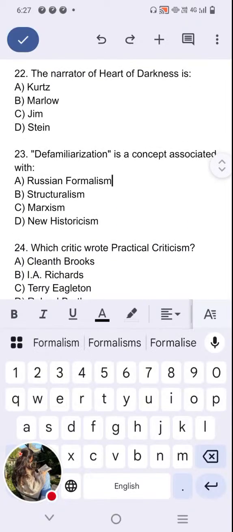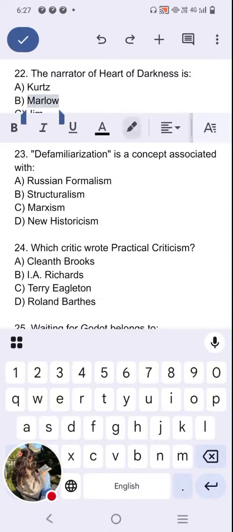Next question, the narrator of Heart of Darkness is option A, Kurtz, option B, Marlowe, option C, Jim, option D, Stein. Heart of Darkness is by Joseph Conrad and was published in 1899. And who is the narrator of that particular work? The right answer is option B, Marlowe.